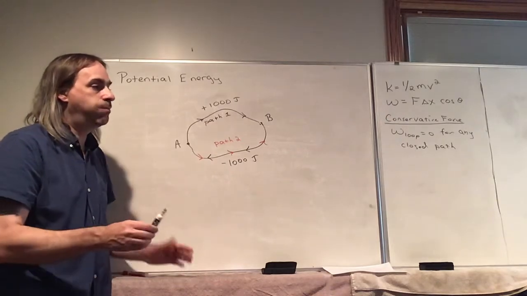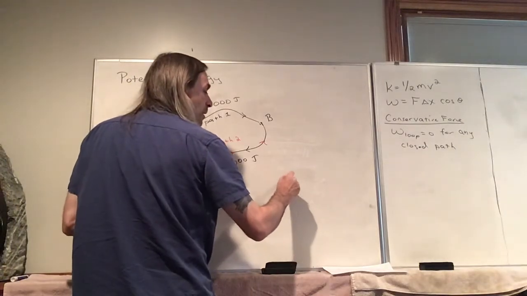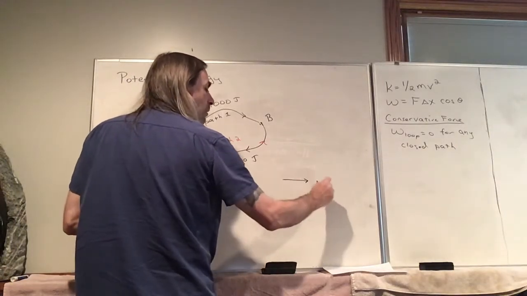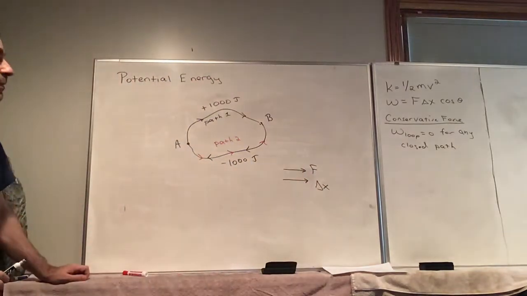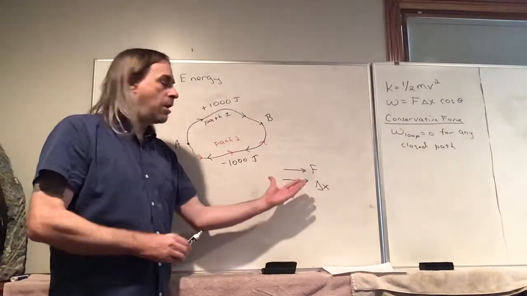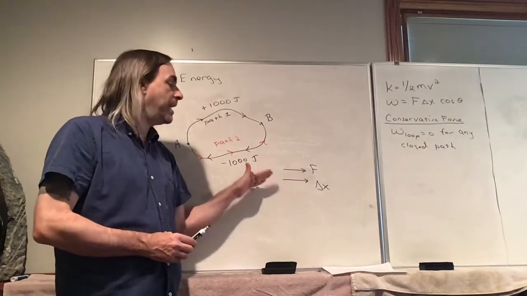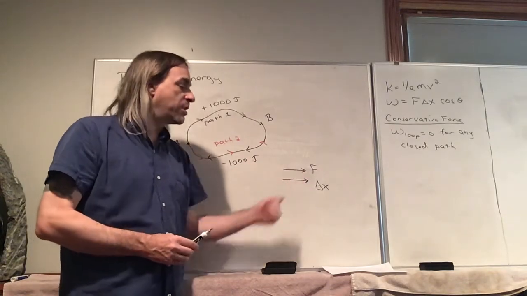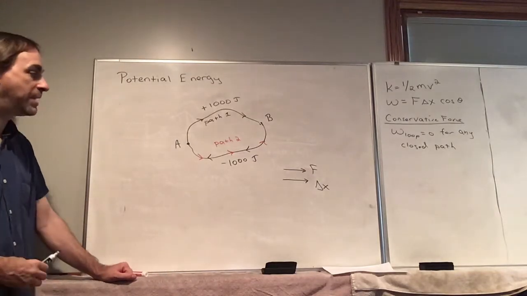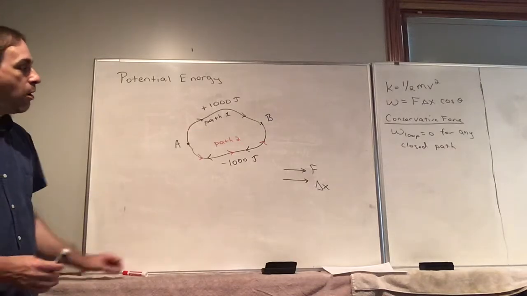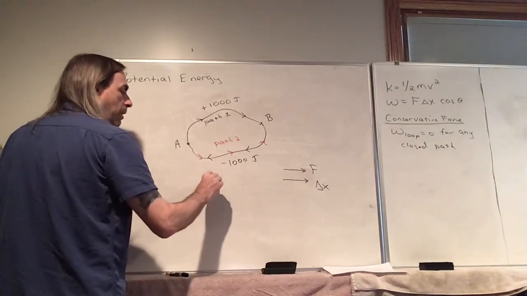So remember, let's consider a simple case where the displacement is to the right and the force is to the right, that would be positive work. If you keep the same line but just reverse the direction of the displacement, you get the same numerical value, it's just the opposite sign. And so the work along path 1, or the work along path 2, is also 1,000 joules.